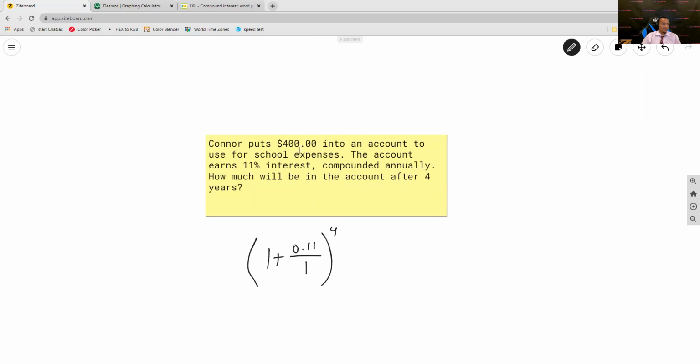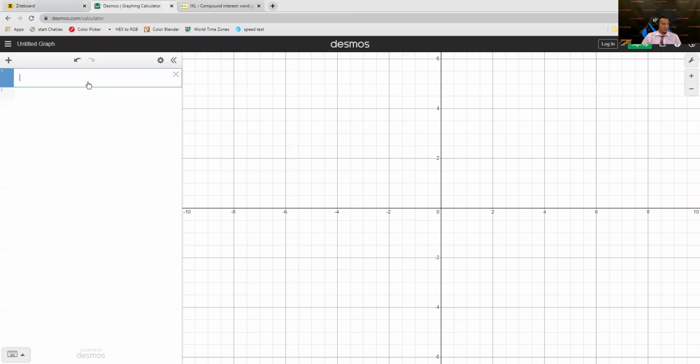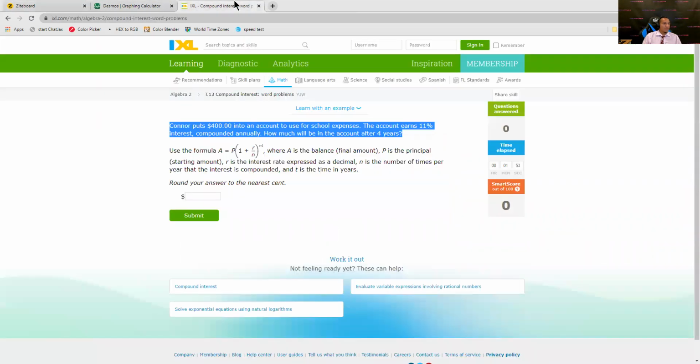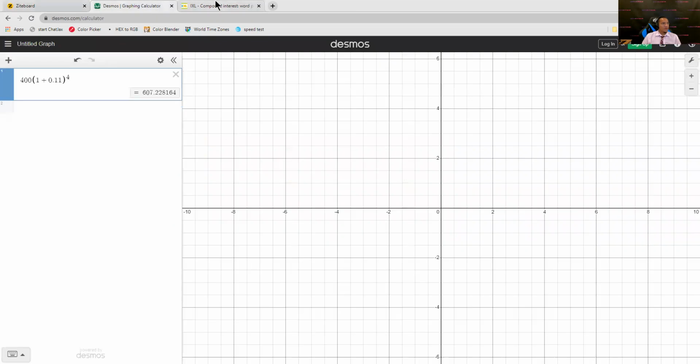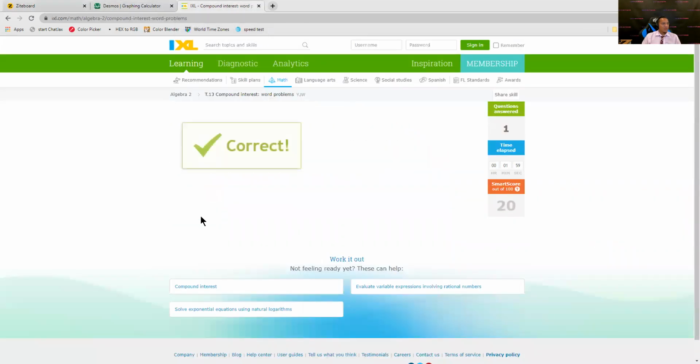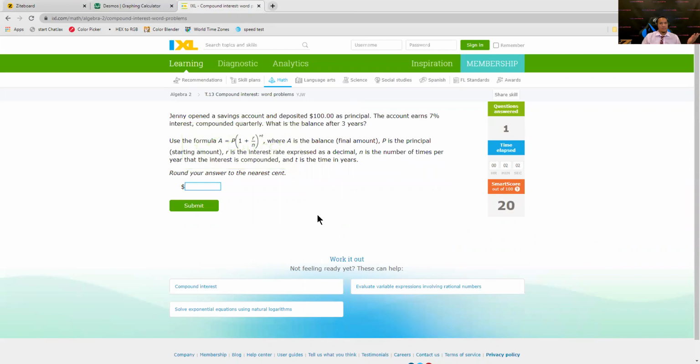And finally, you got to take care of the 400, right? So you just put 400 right there. Multiply the whole answer by 400 in the end. So let's see what that gives us. 1 plus 0.11 to the 4th power, all right, times 400, 607 and 23 cents. Okay, 607 and 23 cents. Let's see if I rounded it correctly. I did. And when I submit it, it says correct. Of course, it says correct because I'm teaching the subject.